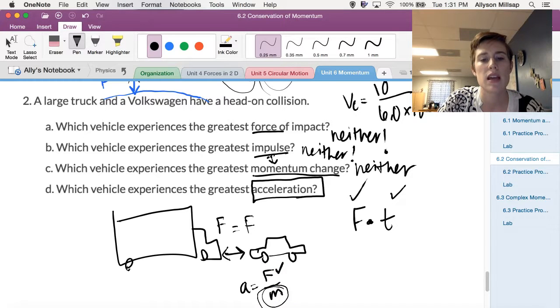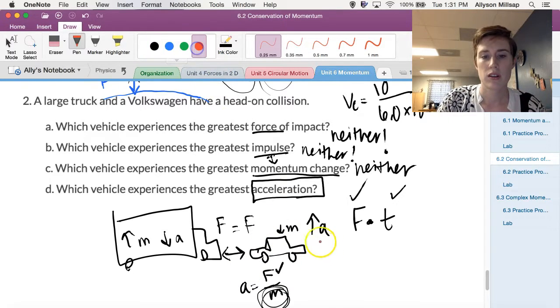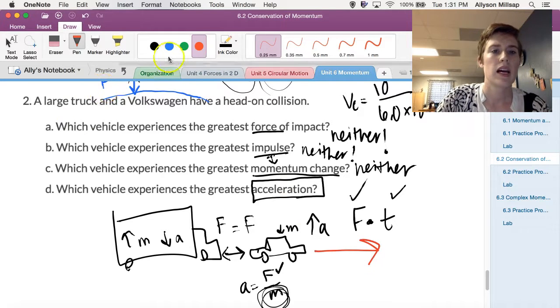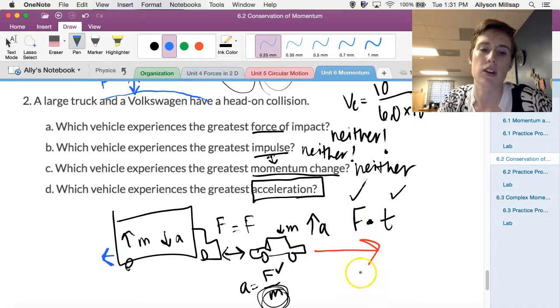They don't have the same mass, right? The greater the mass, the less acceleration. Okay, so this car doesn't have a lot of mass, so it's going to experience a lot of acceleration. So this car is going to move this way, whereas your semi-truck is going to move only a little bit. It's going to have less acceleration, whereas your smaller car is going to have greater acceleration.